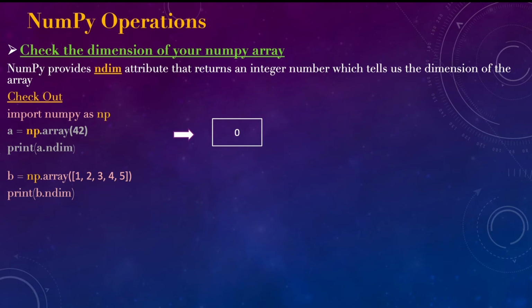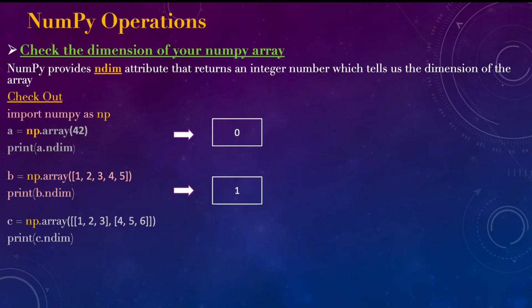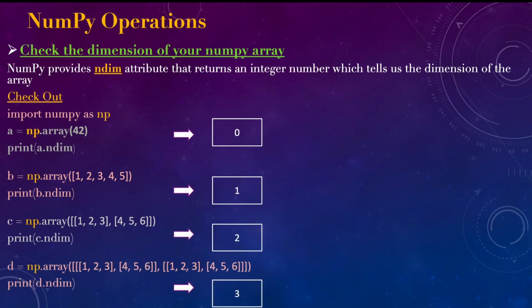Then you create a one-dimensional array by passing a list of values and then print the dimension of that array. You're going to get 1. Similarly, for 2D arrays, when you print the dimension, you're going to get 2, and for 3D arrays, you're going to get the dimension as 3. You can run this code for yourself and check it.